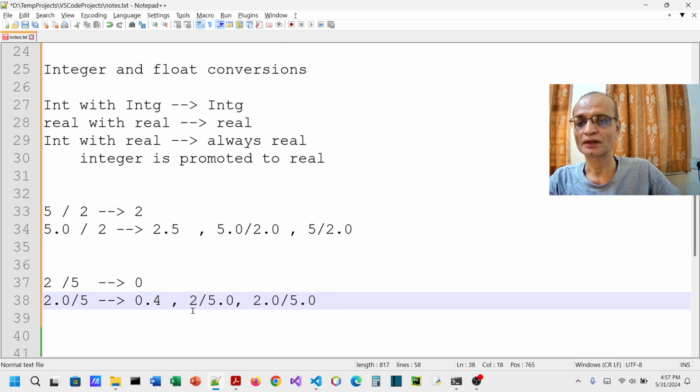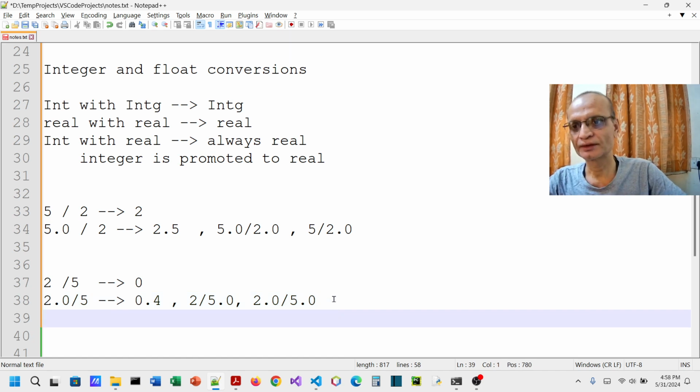Why? Because now 2 will be first promoted to 2.0, and because of that, that operation will be a real operation, or essentially it will be considered as a floating operation. So now the question is, how does it work? Because this is at the theory level, but how does it work when I have to do actually the assignment?